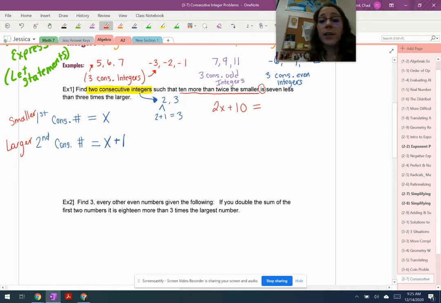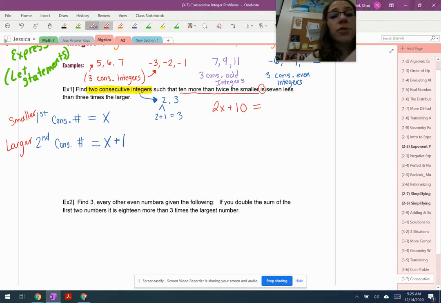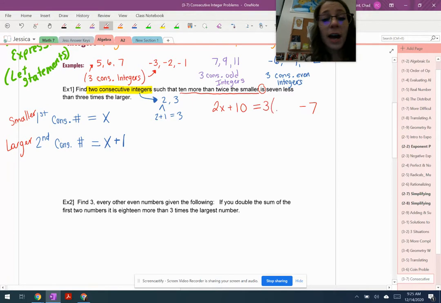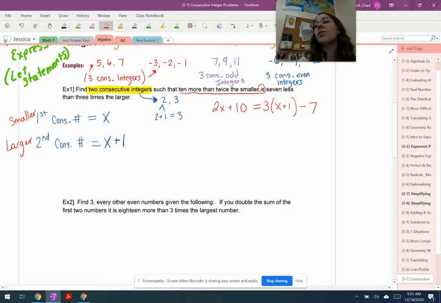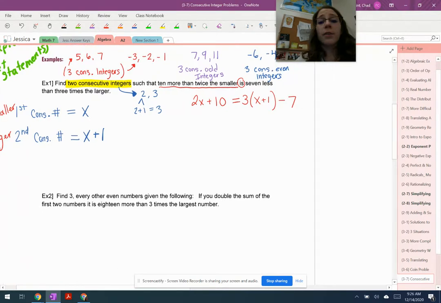That's my equal sign, 7 less than 3 times the larger. Remember that 7 less needs to go at the end. 3 times the larger, and the entire x plus 1 is the larger, so that entire thing has to be in parentheses, so both pieces get multiplied. Boom, hard part done. Now you solve.